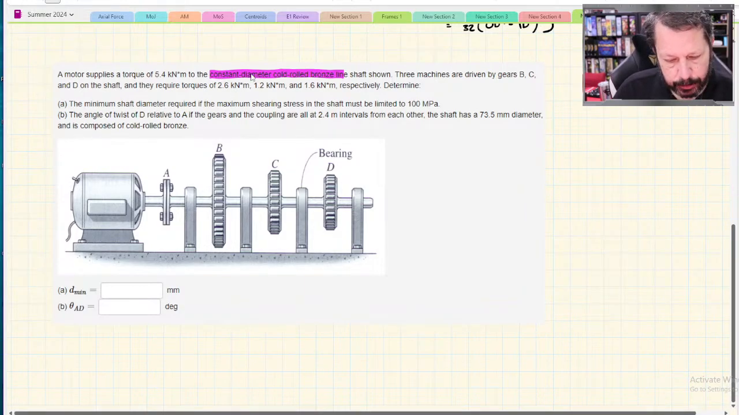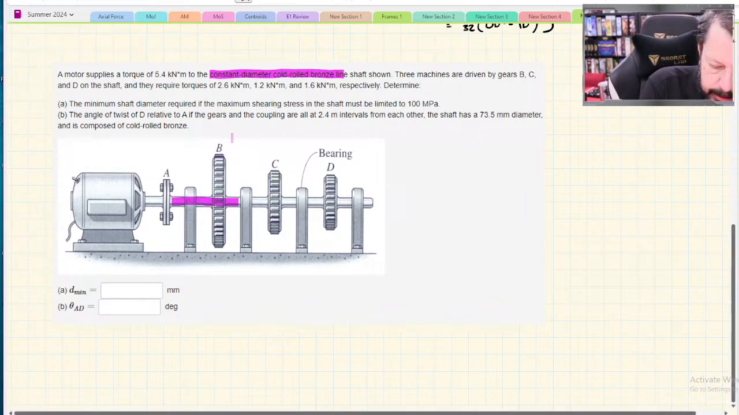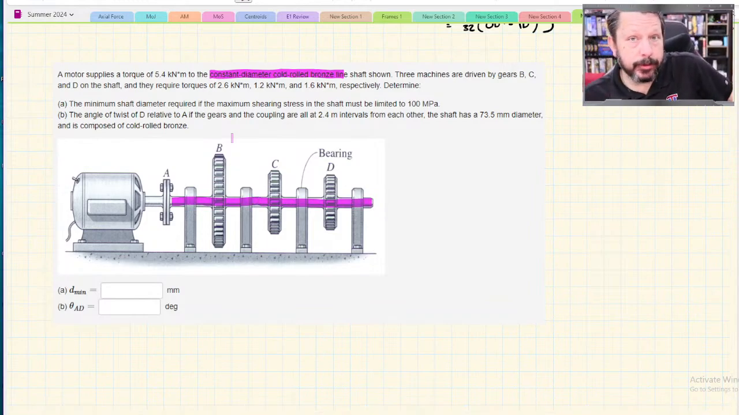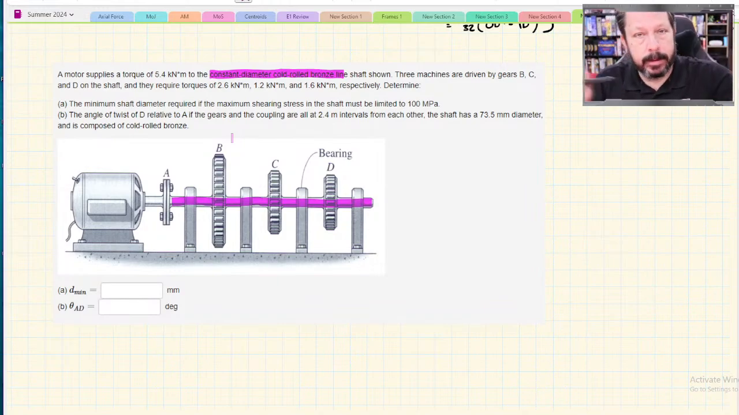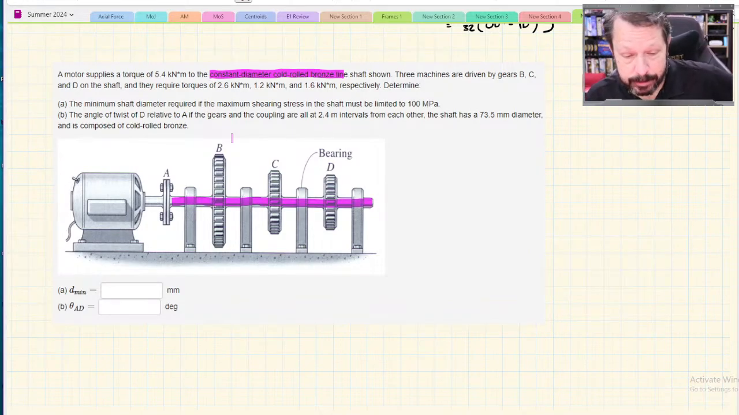Constant diameter means that anywhere along this shaft, it doesn't change diameter. That's not always true. There are plenty of stepped shafts, thicker in the middle and gradually getting thinner, not tapered, but stepping down. That's very much a thing. But that would complicate the problem unnecessarily for what we're trying to do. So this one's a constant diameter shaft, and that'll help this problem flow a little easier.